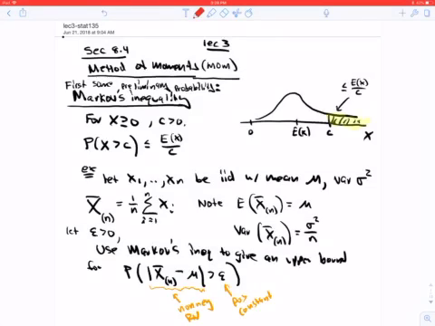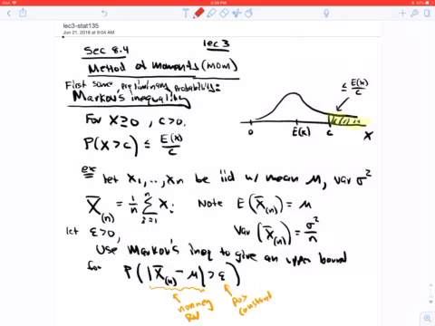Hello. So let's take a review of today's lecture. Today we did section 8.4, method of moments, and we started with some probability preliminaries, in particular Markov's inequality.